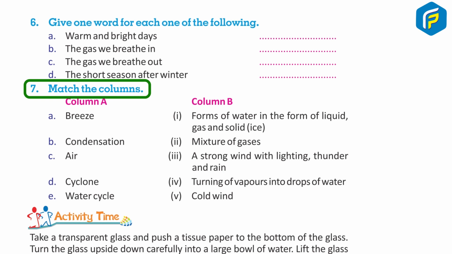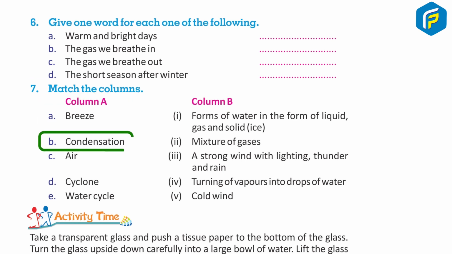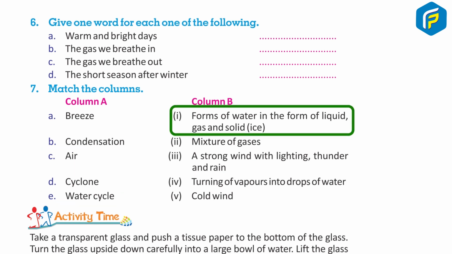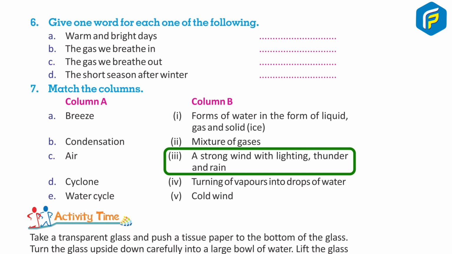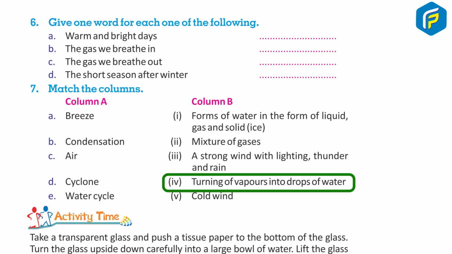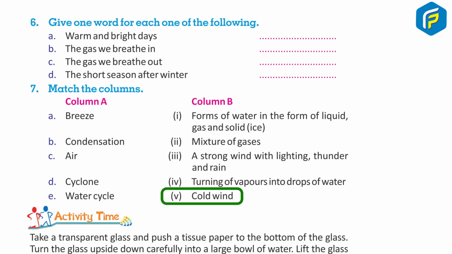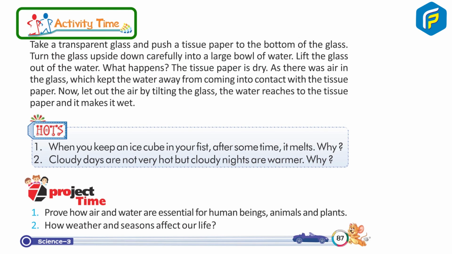7. Match the columns. Column A. Column B. A. Breeze. B. Condensation. C. Air. D. Cyclone. A. Water cycle. 1. Forms of water in the form of liquid, gas and solid. 2. Mixture of gases. 3. A strong wind with lightning, thunder and rain. 4. Turning of vapors into drops of water. 5. Cold wind.